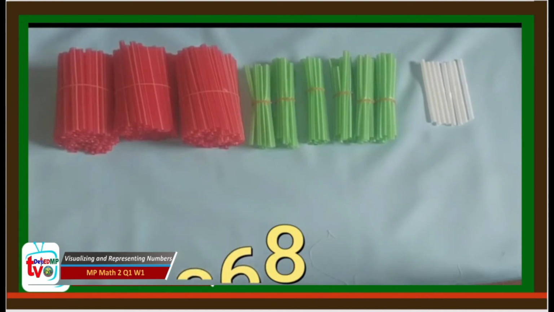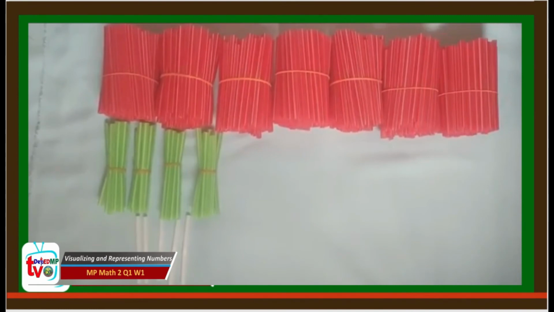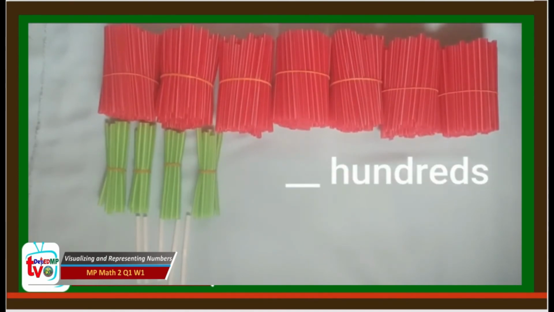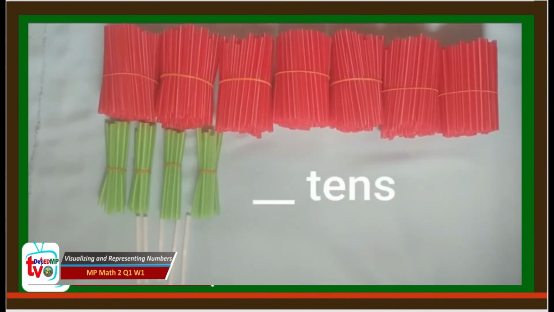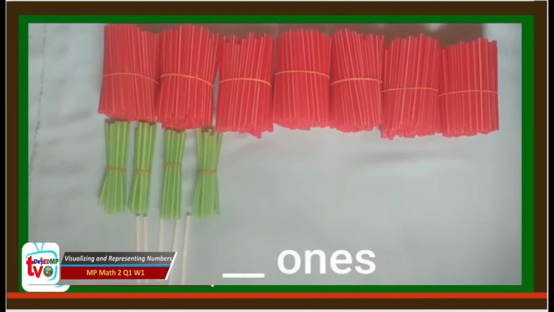This time we have another group of straws. What does the group of straws represent? How many hundreds are there? 1, 2, 3, 4, 5, 6, 7. So there are 7 hundreds. How many tens? 1, 2, 3, 4. There are 4 tens. And how many ones? 1, 2, 3, 4, 5. So there are 5 ones.